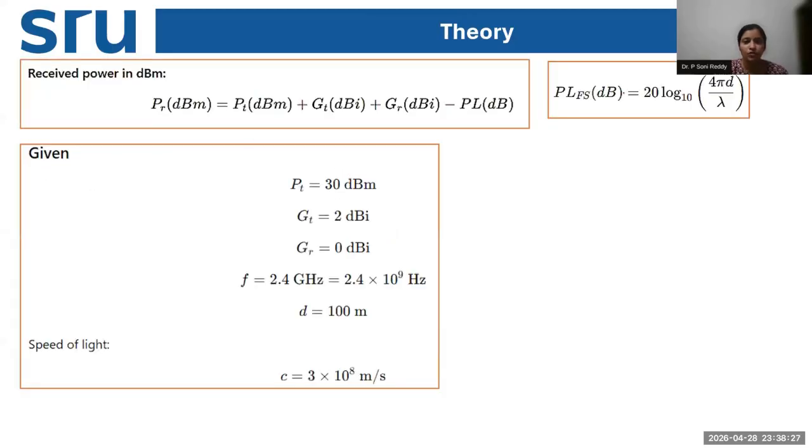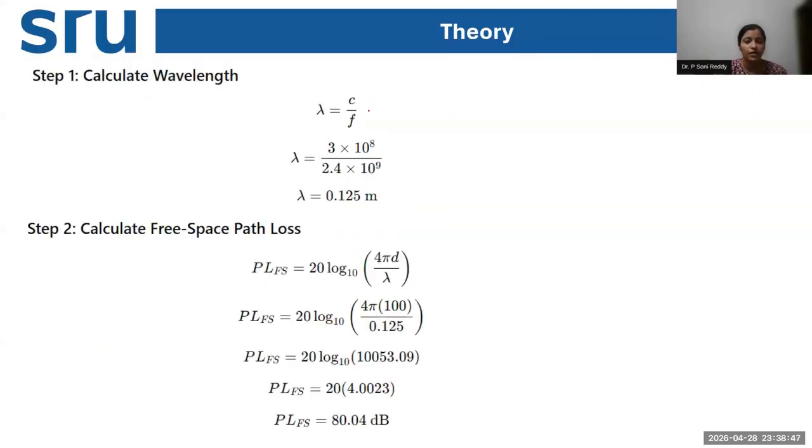So these are the formulas that we are going to use. I've just listed out the formulas and the given parameters. So I'm just writing down what is given here: the transmitter power, gain of the transmitting antenna, receiving antenna gain, frequency, the distance between them, and the speed of light. The first step is always to calculate the wavelength from the given frequency. So from here we will calculate the wavelength in meters.